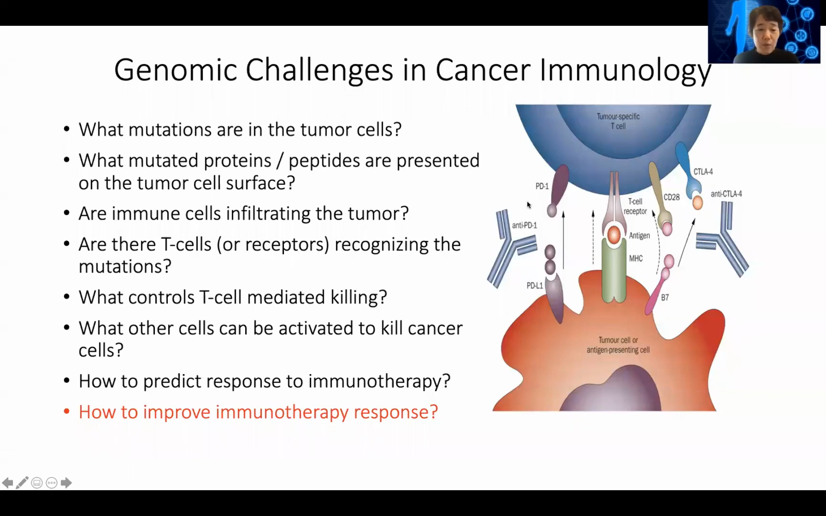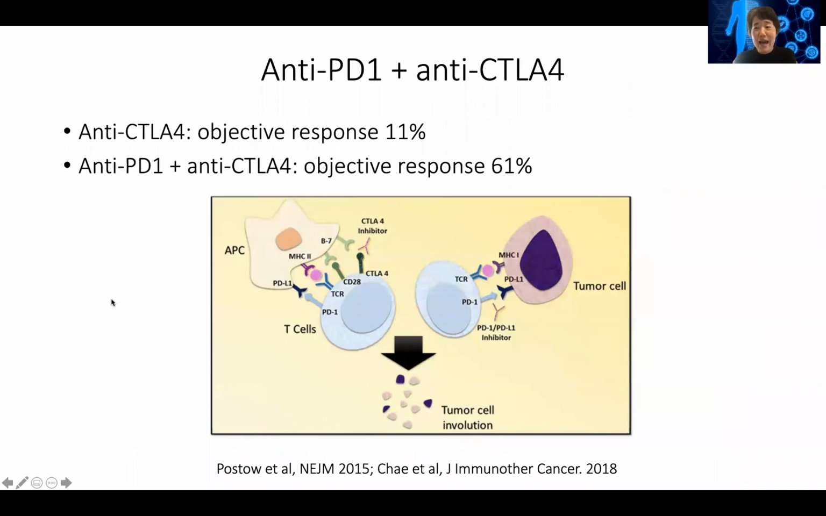The last question we want to answer is how to improve immunotherapy response. And so we mentioned that most of the immunotherapy trials only work well in 20–30% of the patients, right? And it's very important to improve immunotherapy. And the key is combination therapy.